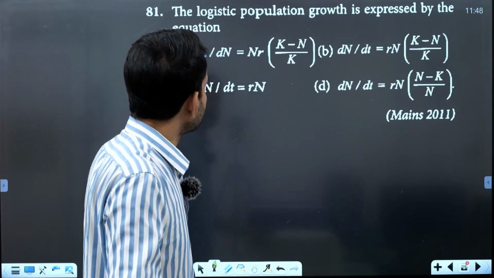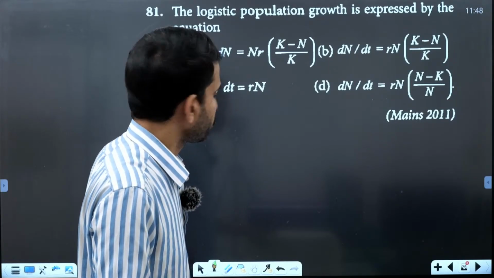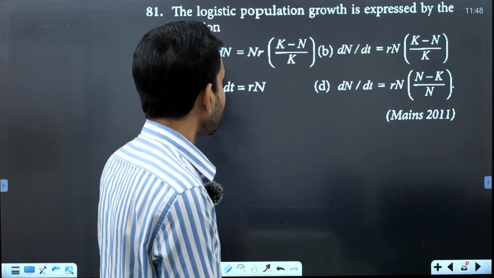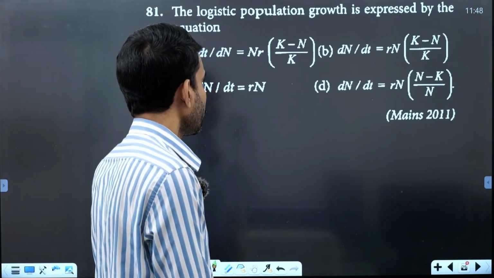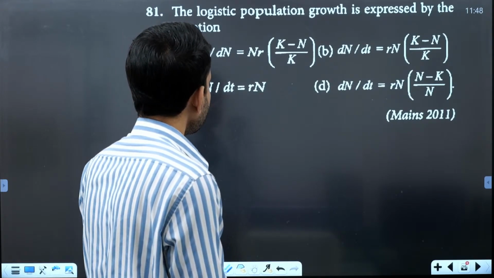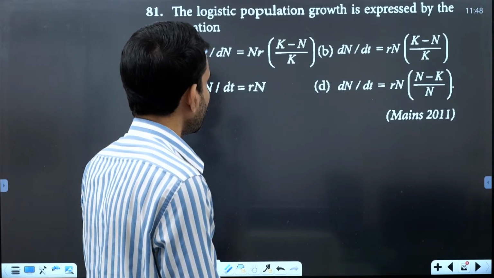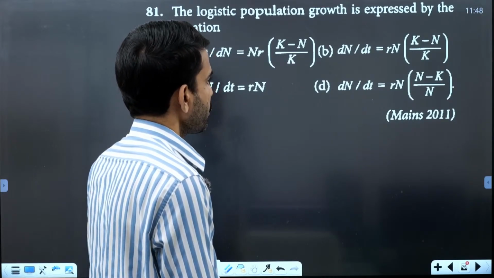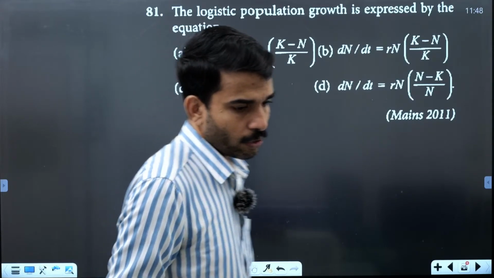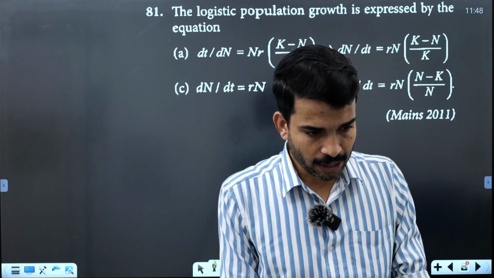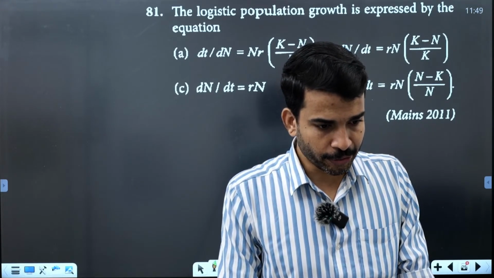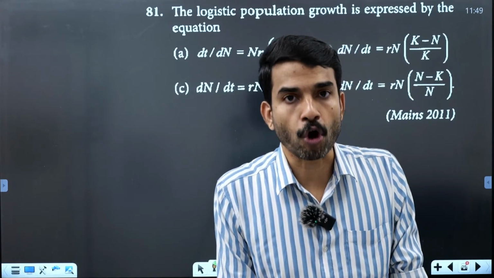Next one. The logistic population growth is expressed by the equation that you can guess very easily, I believe. dN/dt = rN (K-N)/K, or dN/dt = rN, then (K-N)/K, or dN/dt = rN, then (N-K)/N. I think almost all have guessed it. Vismaya, Anaka, Bhai, Shreya, all of you have guessed. Right? Shifana, where are you? You can also guess. Of course, it is the box it is, right?